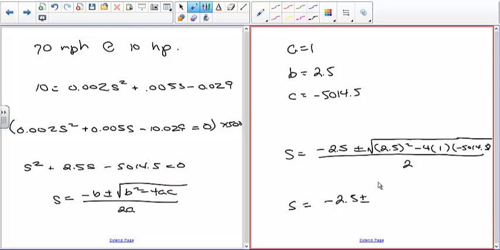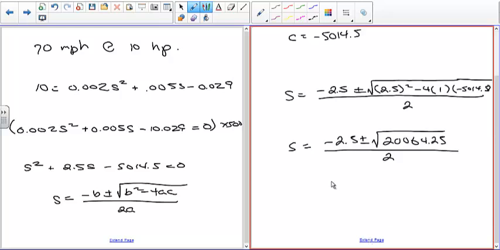So that's the square root of 20,000. It's 64.25 divided by 2. So the square root of that is 0.5. So we get s is equal to negative 2.5 plus or minus. We're going to take the plus because we don't want to be going backwards. It doesn't really apply to negative speed anyway.